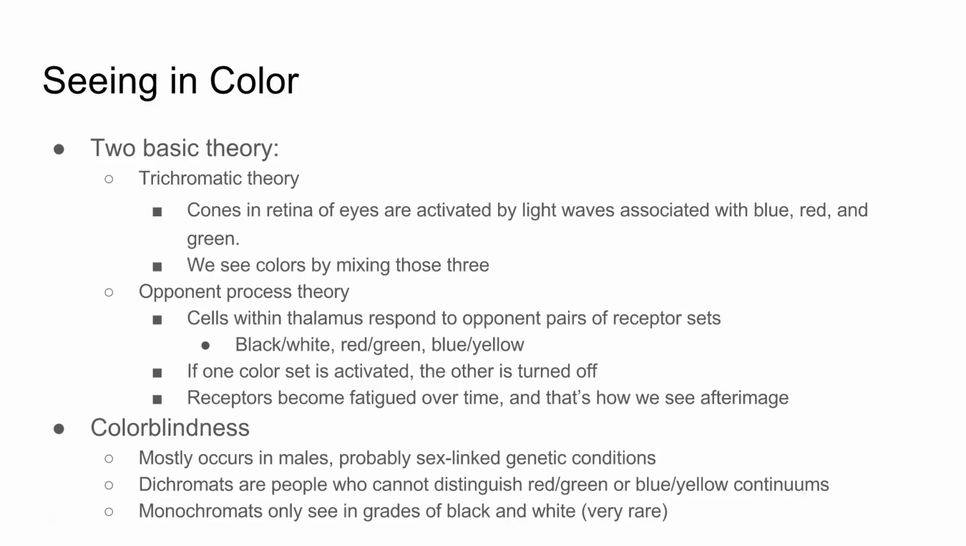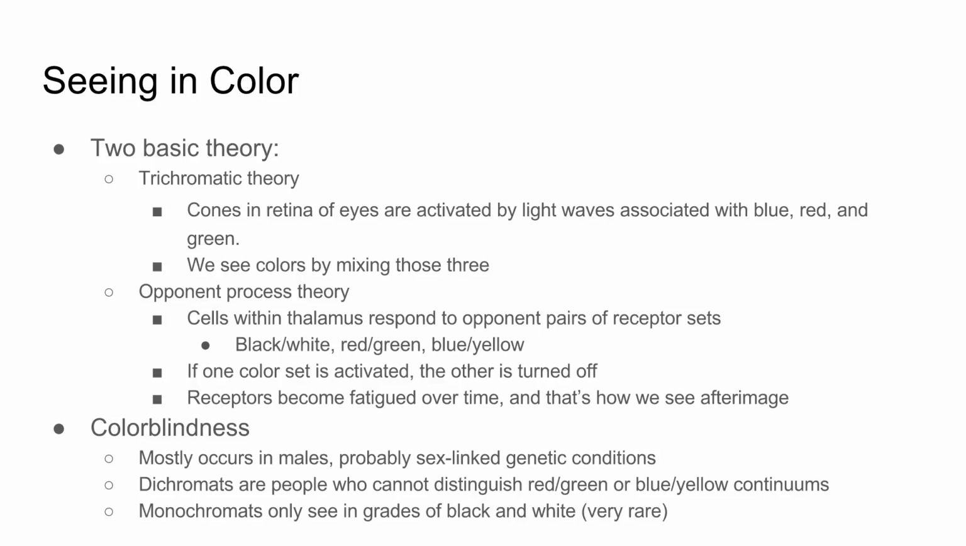The first is what's called the trichromatic theory. The trichromatic theory argues that the different cones in the retinas are activated by different light waves. So you have some cones that are activated by blue light waves, some by red, and some by green, and those colors are represented by different lengths of waves. Depending on how many of those are activated, we see colors. So if we're seeing a lot of blue and red, then we're making purple. If we see a lot of certain other colors, that's how you mix and match them.